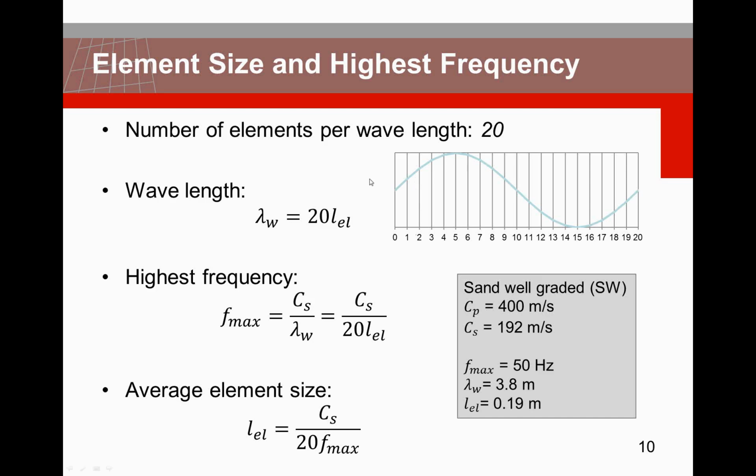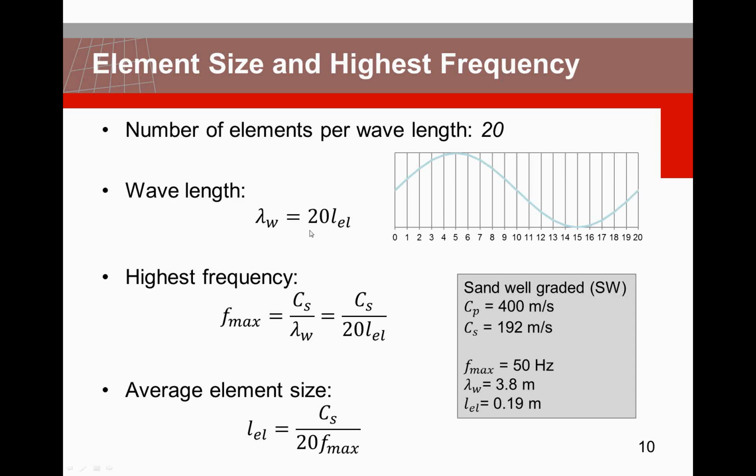What we would like to see is, if we would nicely want to see one sine wave, we need at least enough elements. In this case, we say that 20 is a nice number to really represent the shape of one wavelength. Of course, you can say maybe 15 is enough, or 10, or maybe you prefer 30. So you can always adapt this value here.